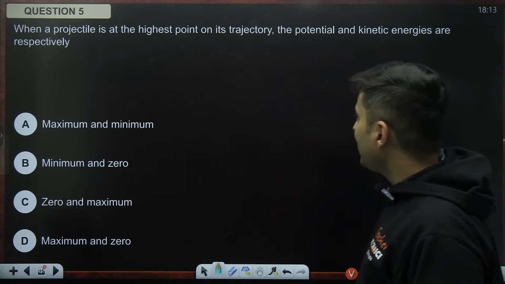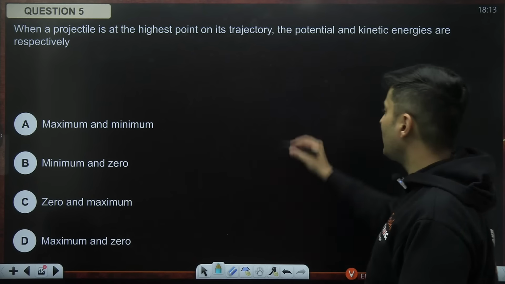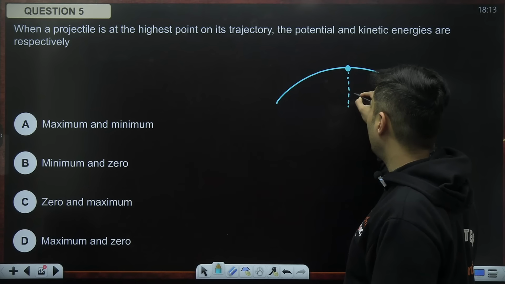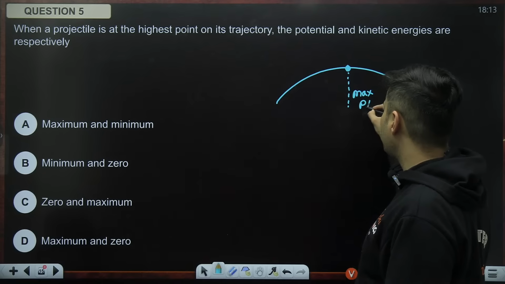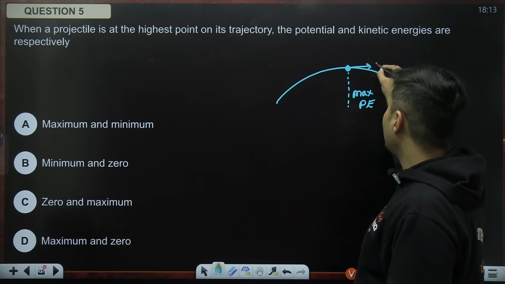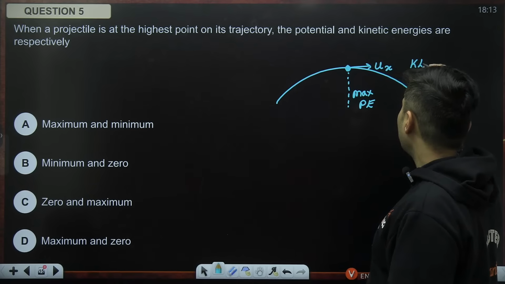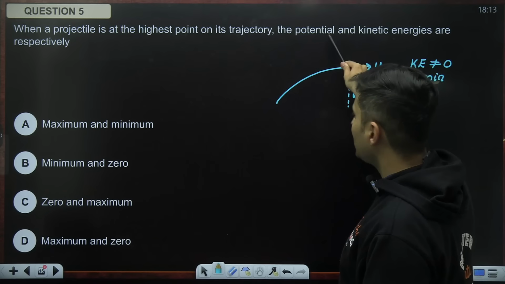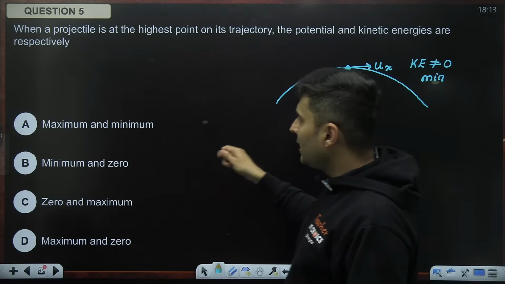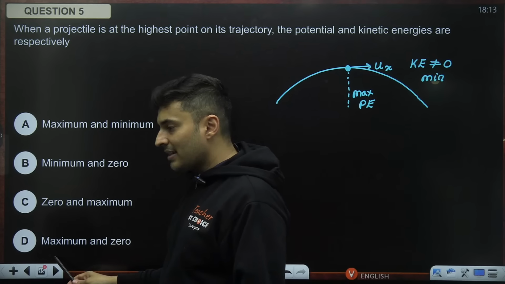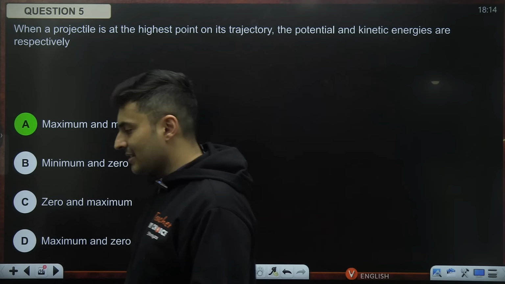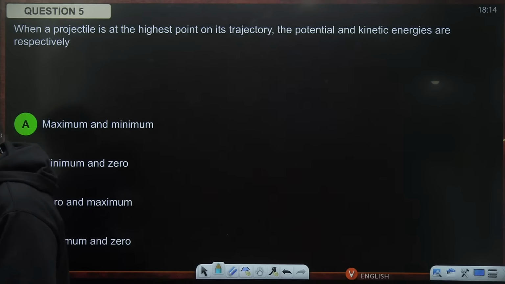Next one. When a projectile is at the highest point on its trajectory, the potential and the kinetic energies are respectively? At the highest point, the height is maximum, so it will definitely have maximum potential energy, but it still has some horizontal component. So kinetic energy is definitely not zero, but it is minimum. A lot of people mark answer as D, but that is wrong. So maximum and minimum, that is option A, guys. Is that absolutely clear? How many of you said A? Very good.